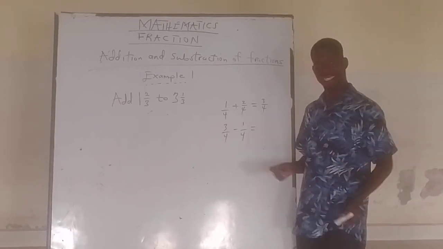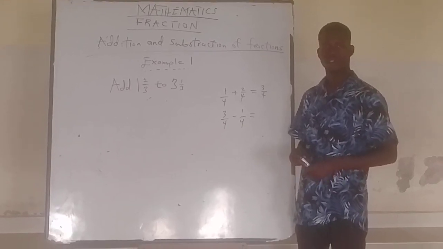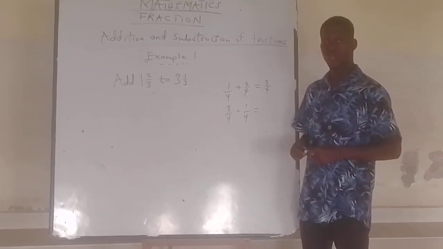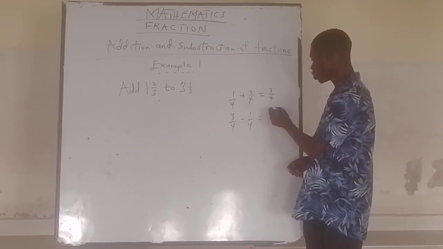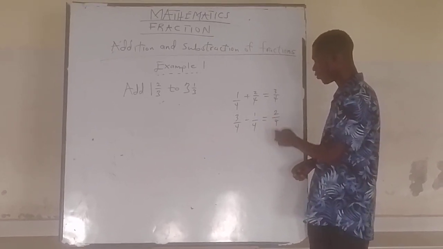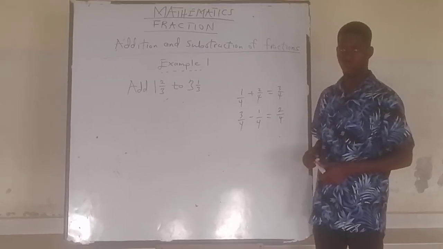They have the same denominator. So as a matter of that, you can deal with the operation sign, which is a minus. So you get 2 over 4.